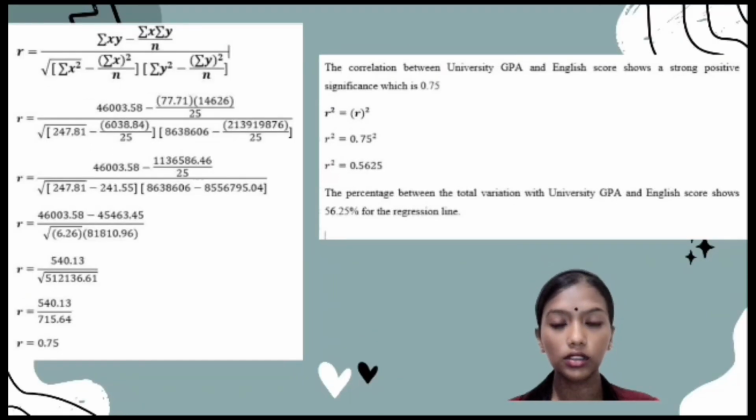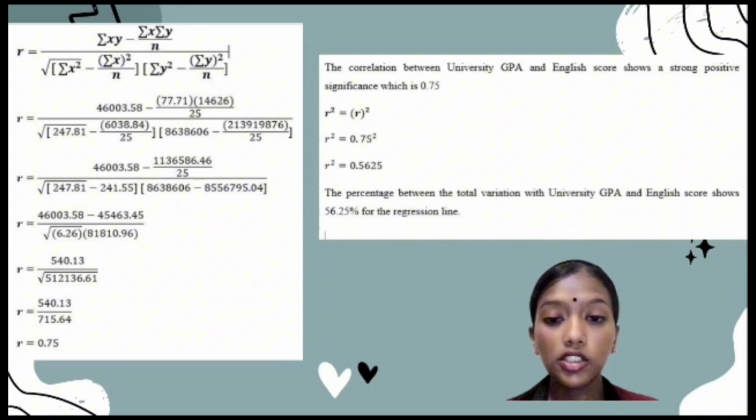For the English scores, the same method was used for the R squared. The correlation between university GPA and the English score shows a strong significance, which is 0.75, and the percentage of total variation between university GPA and English score shows 56.25% for the regression line.